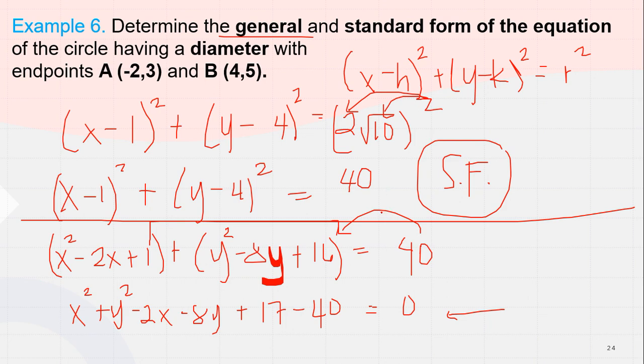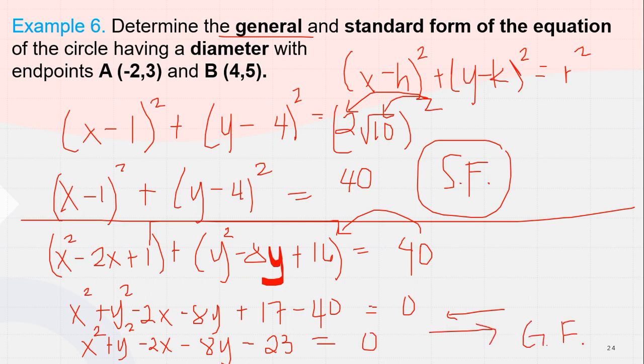So it's 40. Next is x squared plus y squared, negative 2x, negative 8y, copy. X squared plus y squared minus 2x minus 8y. Minus, what is 17 minus 40? Is it 23? So ito na yung general form. Yan. May tanong ba? Hello? Yun na ba?